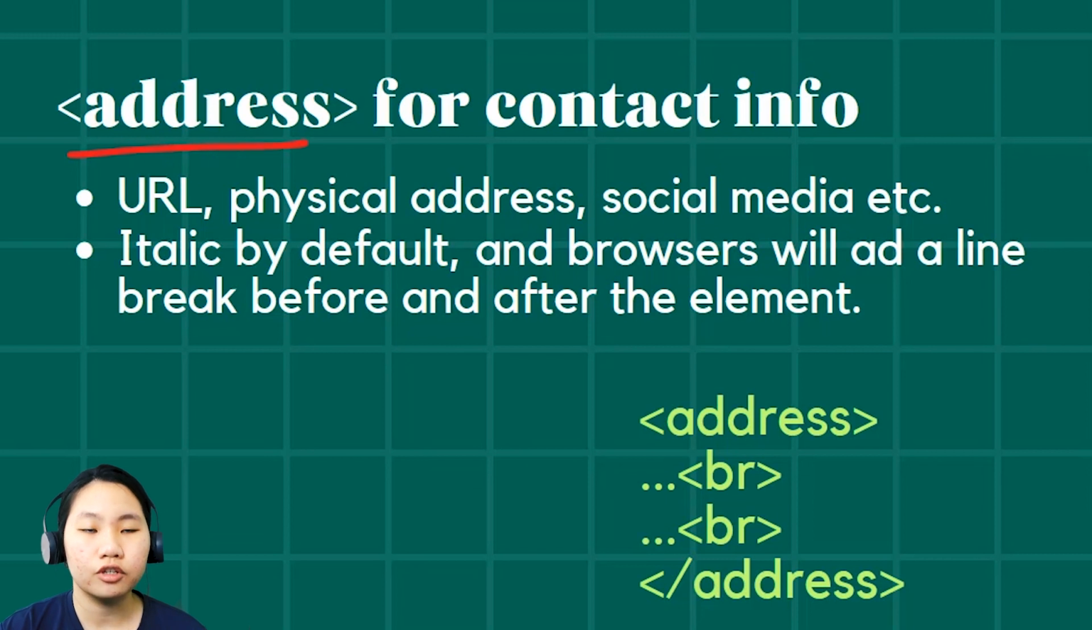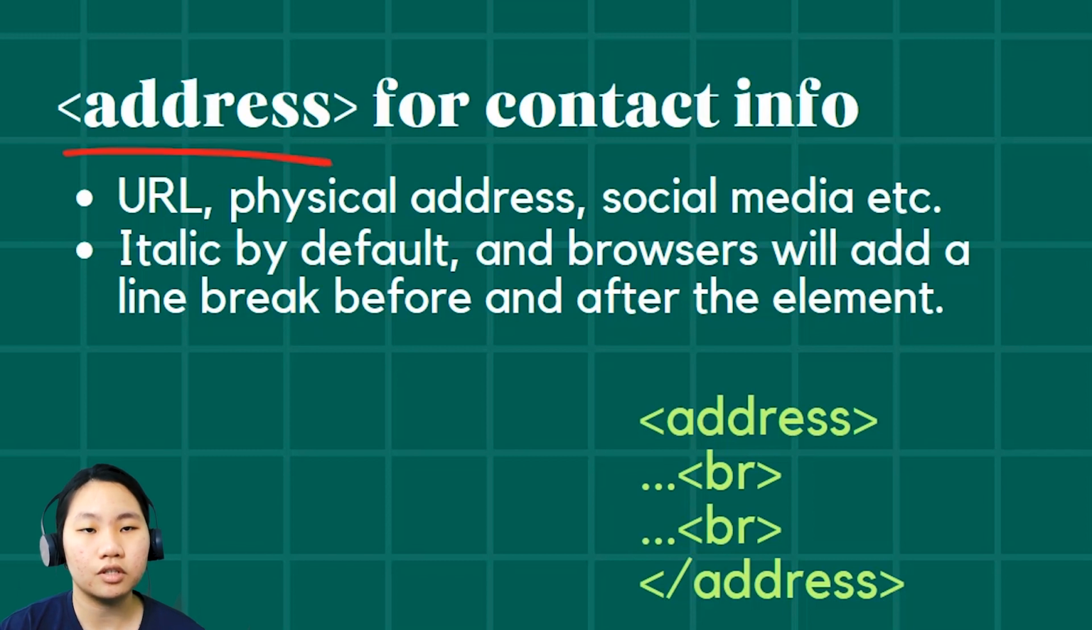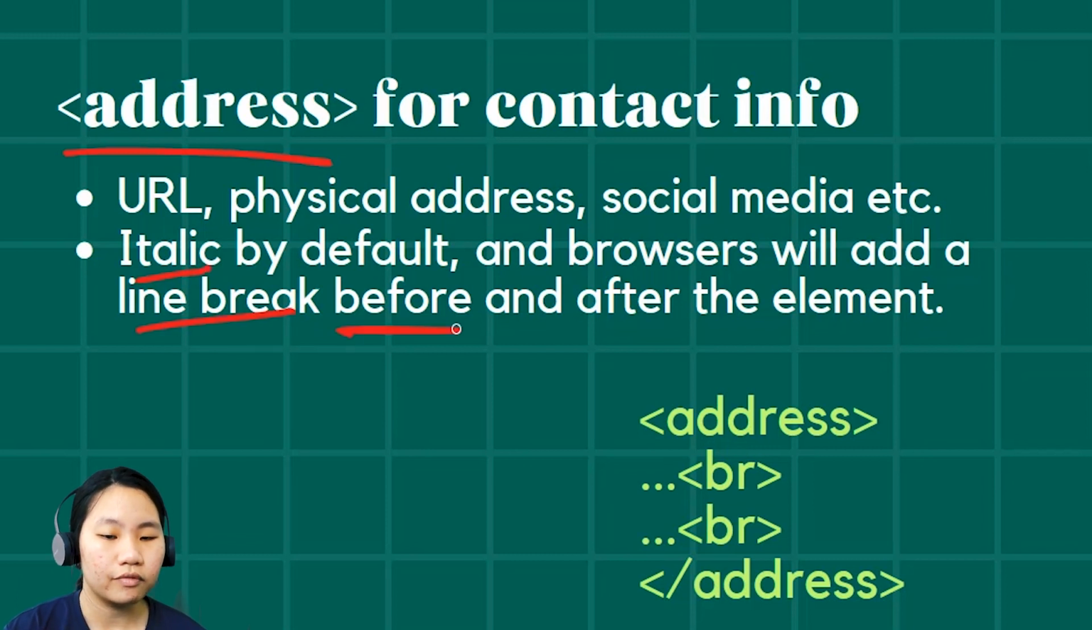And then address showcases your contact information, whatever you want to put in. Maybe you want a URL, maybe you want some social media attachments, and it is italic by default. Address is reserved for any contact information that you want to put in. Maybe you want to attach a URL, or you want your address or your social media handles and whatnot, right? And the styling is italic by default. The browsers will also add a line break before and after the address tag.